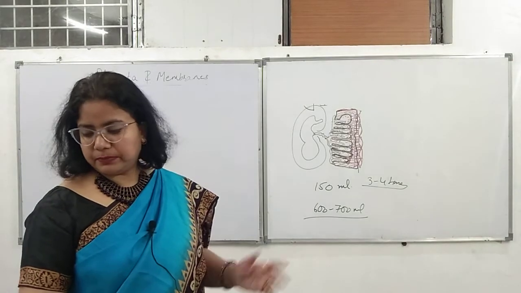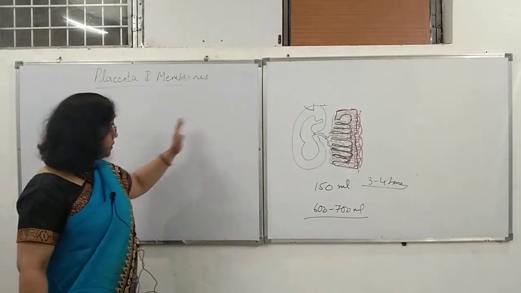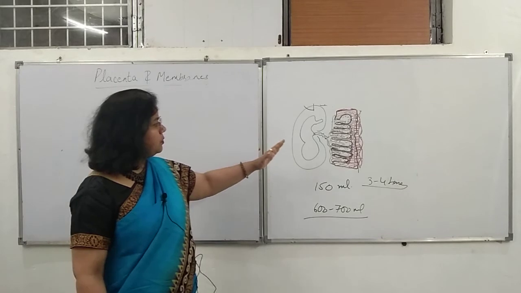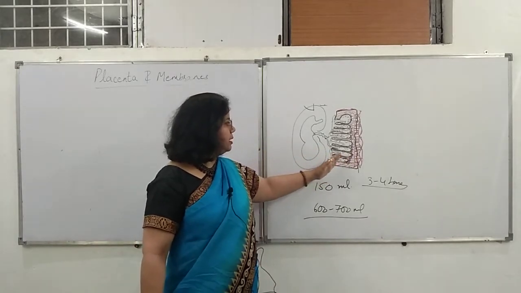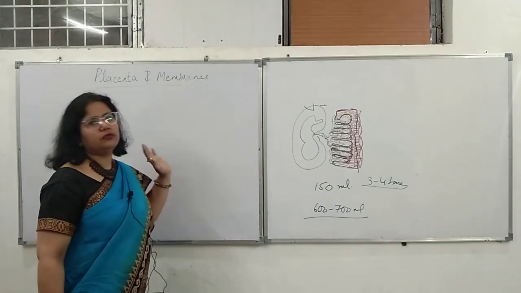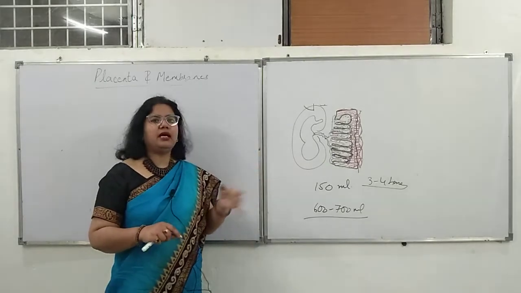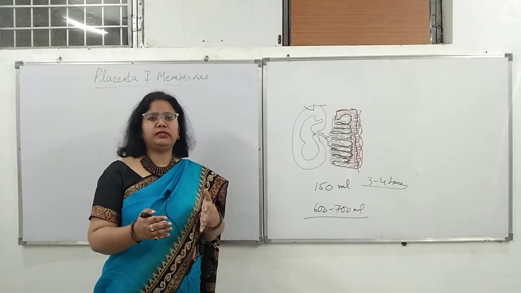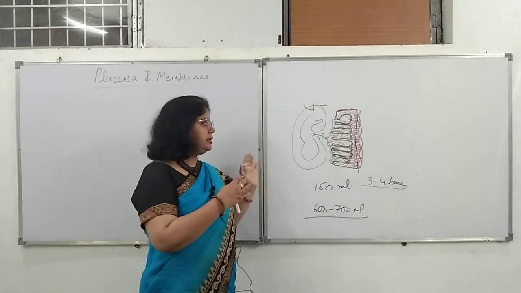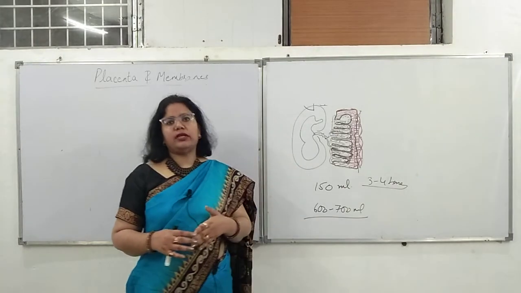Now, barrier function. As we have already seen, the thickness is very small. Most things easily cross the placenta. Even though there is no direct exchange of maternal and fetal blood, the barrier action of the placenta is not very good. Only if the molecular weight is very high will it not cross. Water soluble things are not easily transferred, but fat soluble things can easily be transferred, and ionic things are not easily transferred.